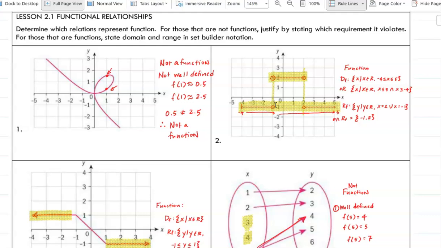So if you look at number one, this is not a function because it's not well defined. The justification is that an input of 1 produces 2 different outputs. It's not going to be required for you to write "not well defined," but more importantly, to justify it: if I had an input of 1, I see that 0.5 and 2.5 are both its outputs. Therefore, it's not a distinct output with the same input, and so it's not a function.